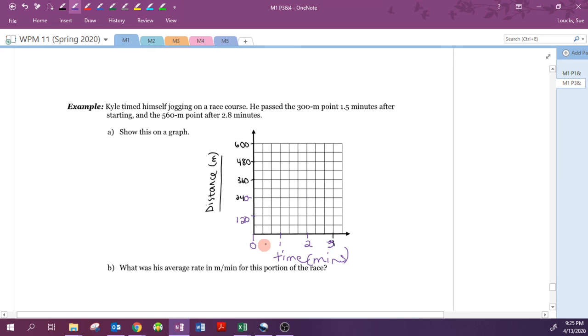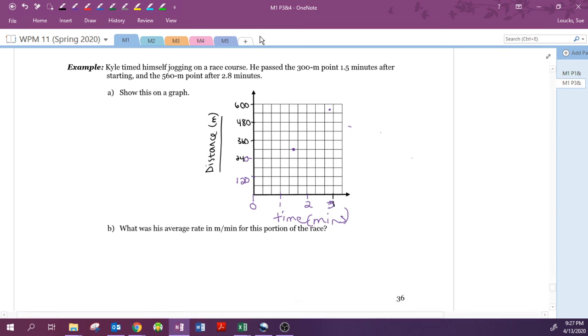So after 1.5 minutes, which would be here, halfway between 1 and 2 minutes, he passed the 300-meter point, which would be right here. And at 2.8 minutes, he did the 560 meters. So let's see, each of these is 60 meters, so it's going to be just a little bit above this line, and 2.8 is going to be somewhere around here. Okay, and then we can do that graph.